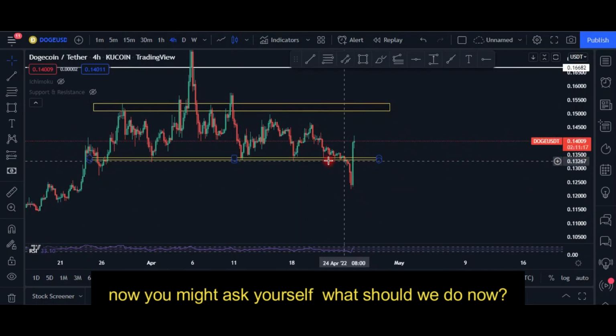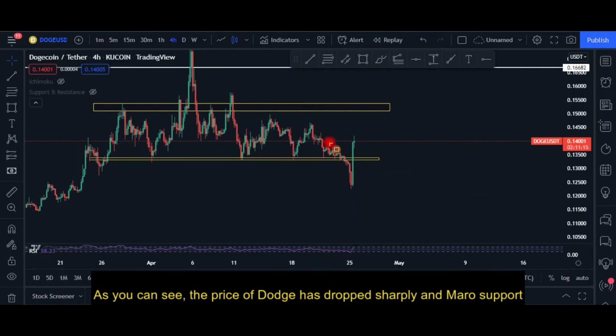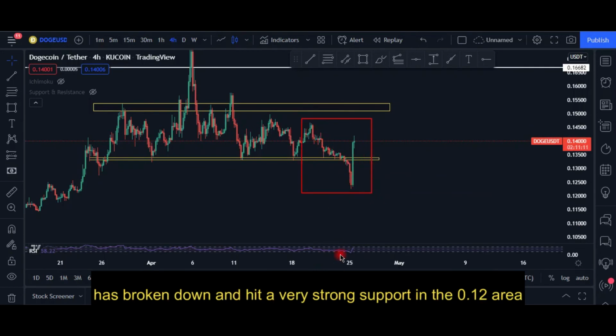Well, now you might ask yourself, what should we do now? As you can see, the price of Doge has dropped sharply and the previous support has broken down and hit a very strong support in the 0.12 area.